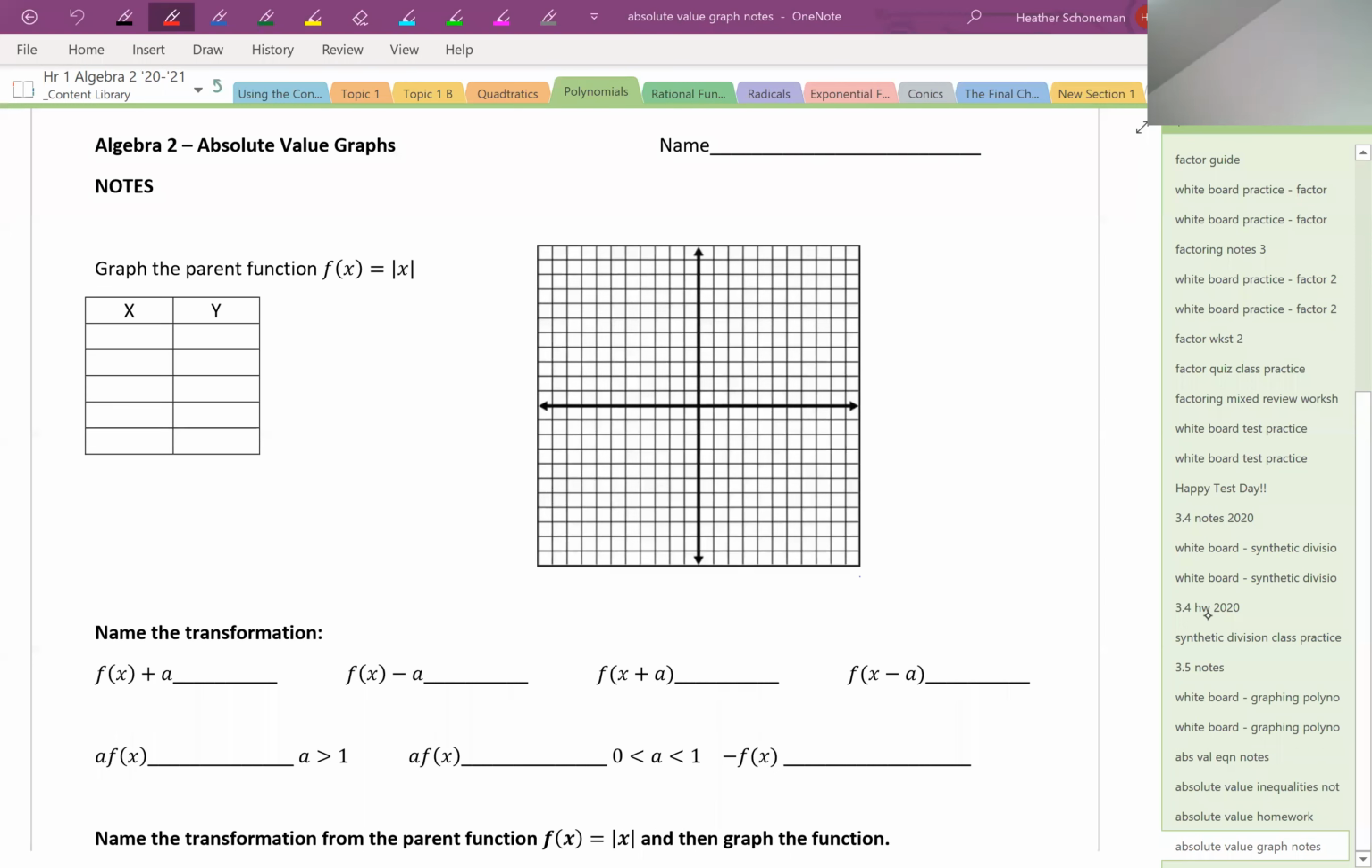Okay, this video is about graphing absolute values. So it teaches you something that we haven't done before, but it also reviews a lot of things that will be on your final exam because it reviews a lot of concepts that we've done this semester.